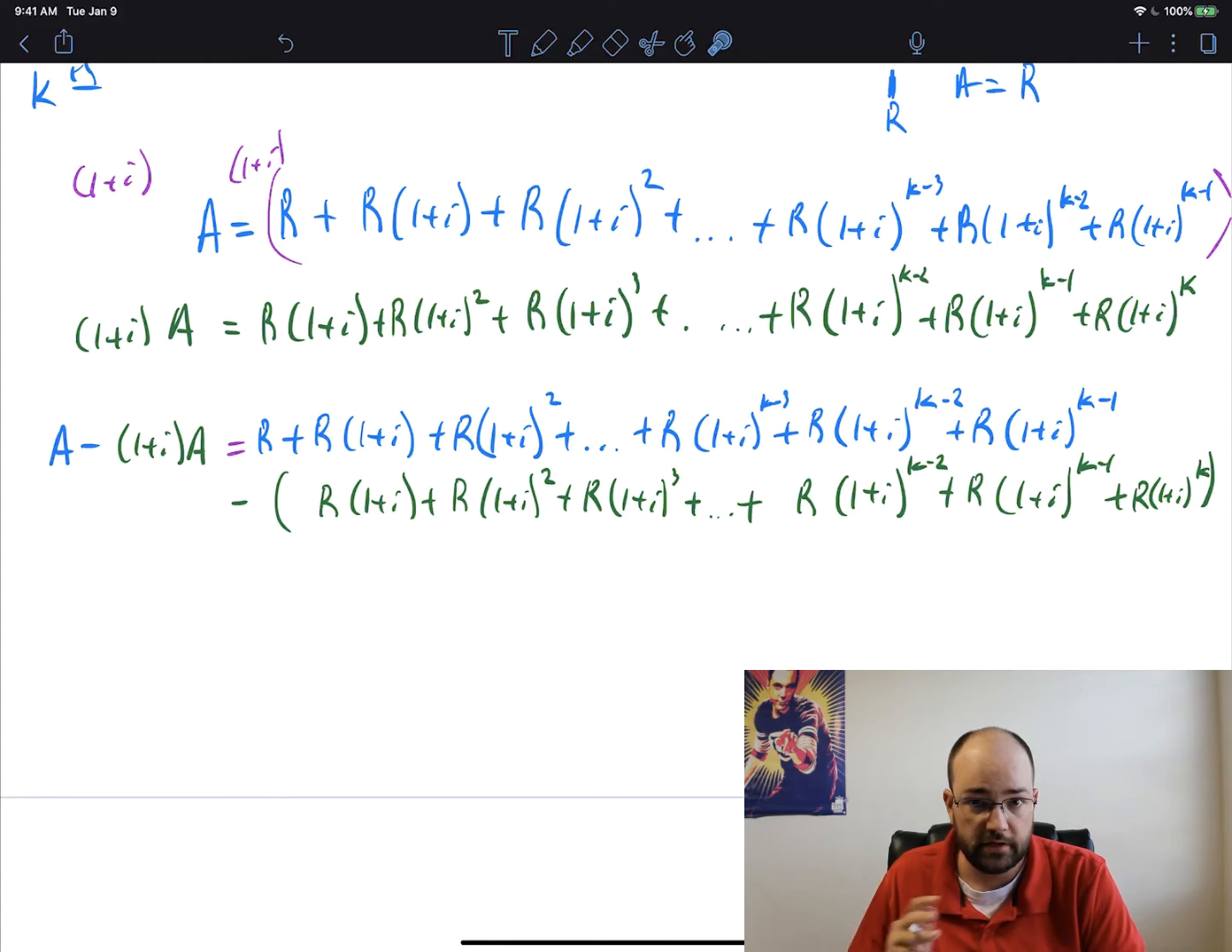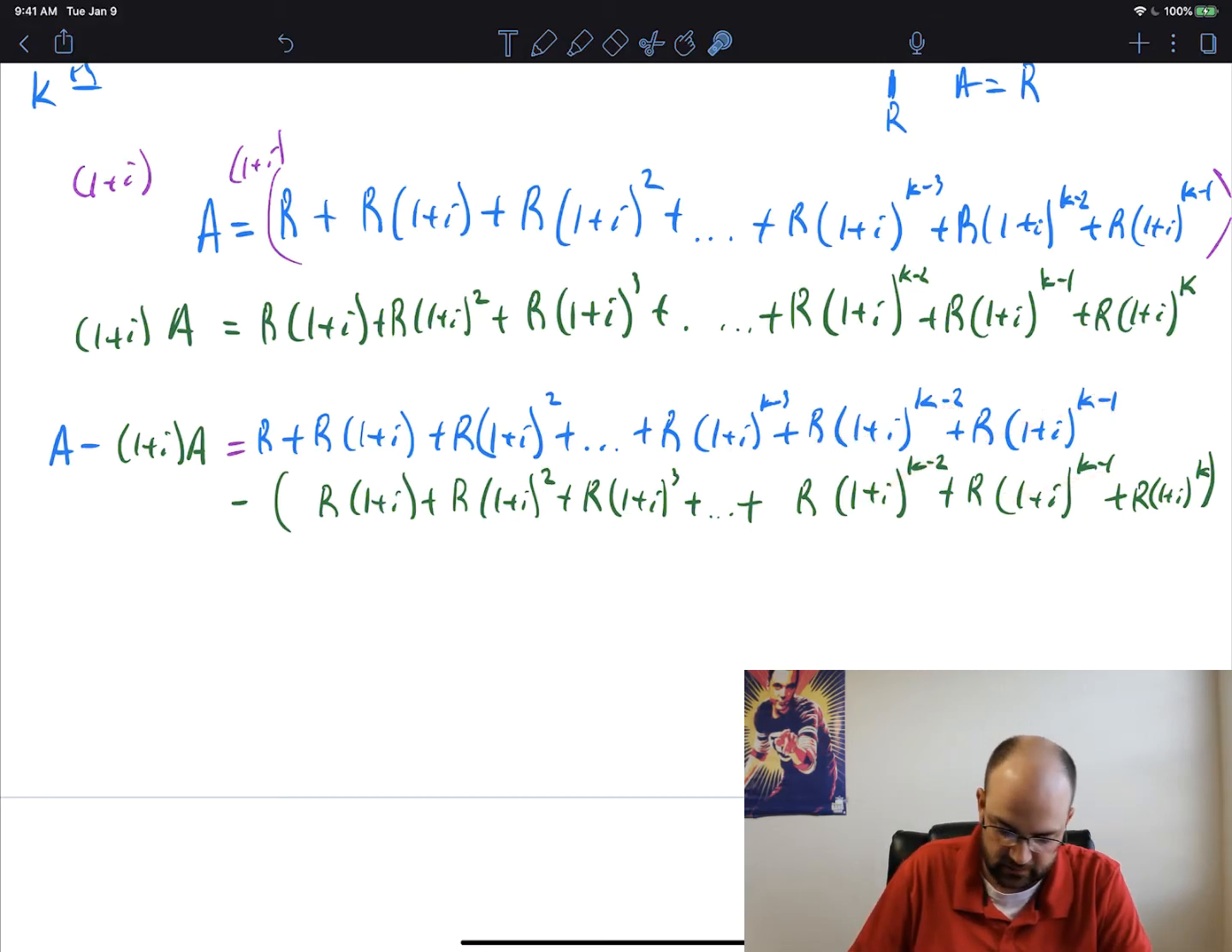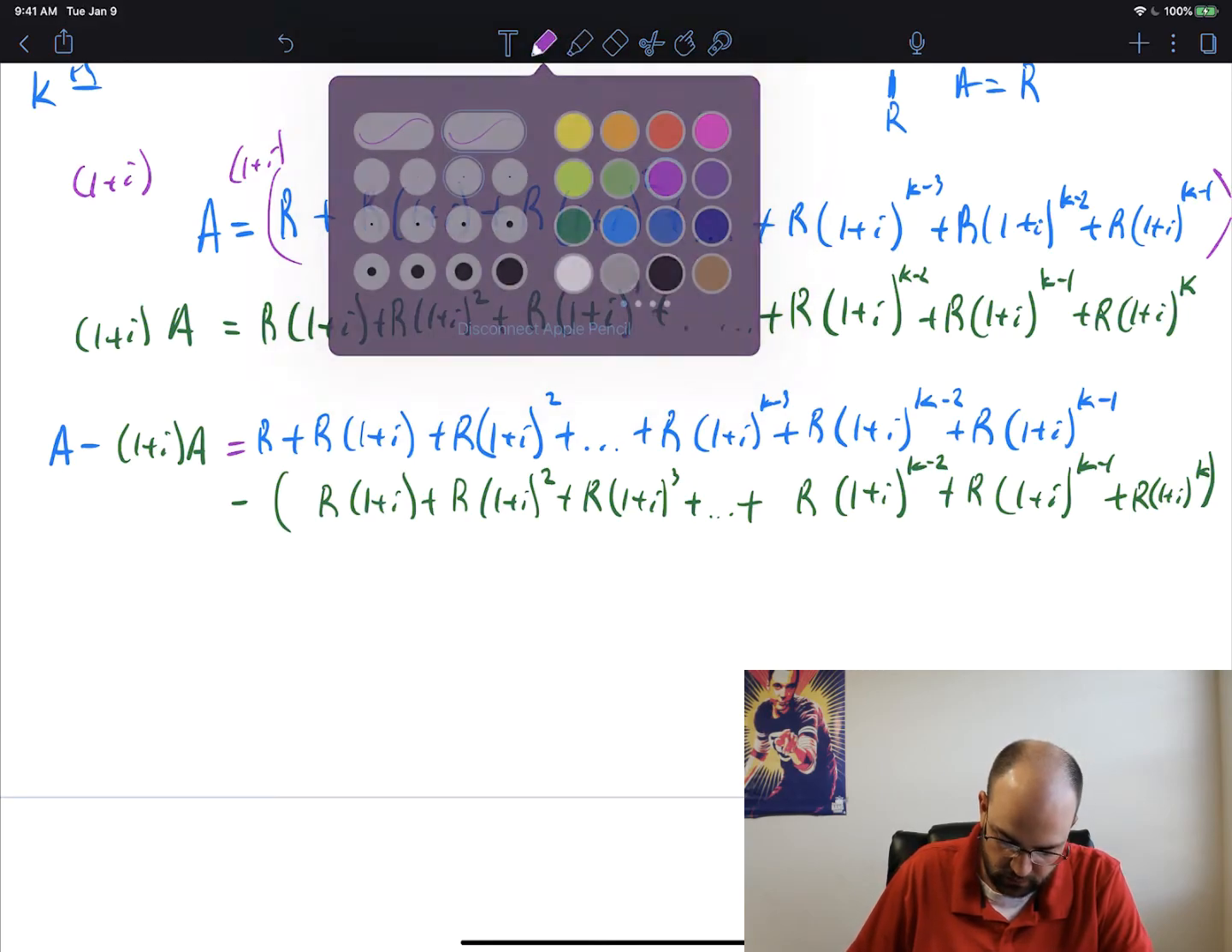Awesome. Now, here's why I'm doing this. Notice that this term, subtracting off this term, they cancel. This term and this term cancel. And then there is a third term in here that will cancel with this one that's not shown. And then the R times 1 plus i to the k minus 3 has one in here that's not shown, so that'll cancel. Then R times 1 plus i to the k minus 2 cancels. So all of these cancel, and that's important to see.